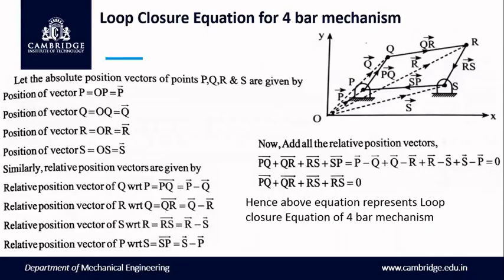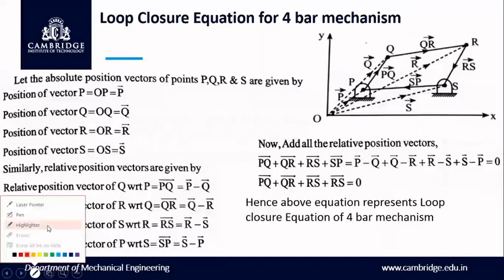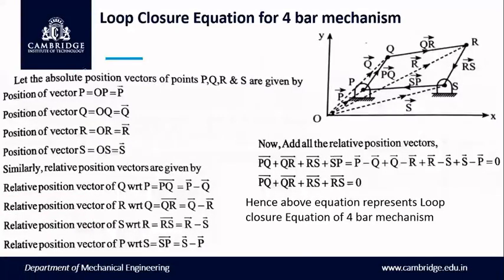Let us discuss the loop closure equation for four-bar mechanism. So consider a four-bar mechanism as shown in figure, that is PQRS, in which we have two types of vectors. One is position vectors, that is absolute position vectors, and another one is relative position vectors. The absolute position vectors will be taken with respect to a fixed point, that is O. Therefore, the absolute position vector is simply called position vector.